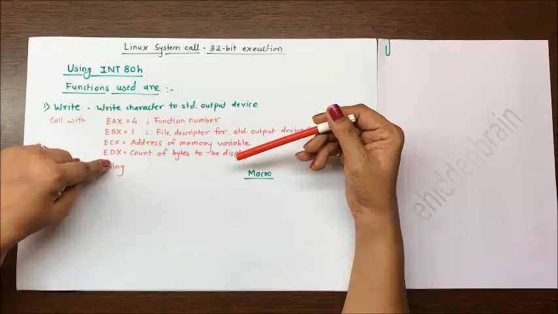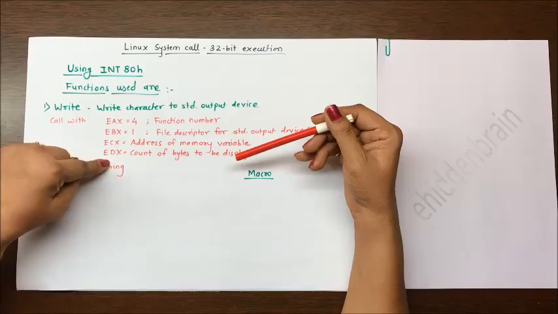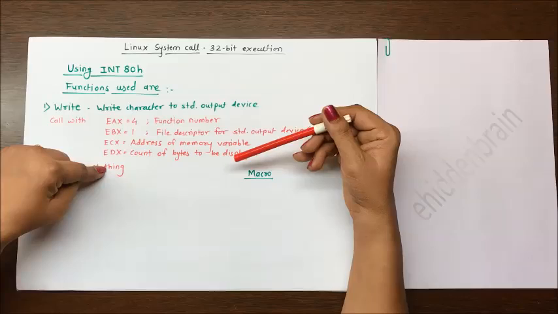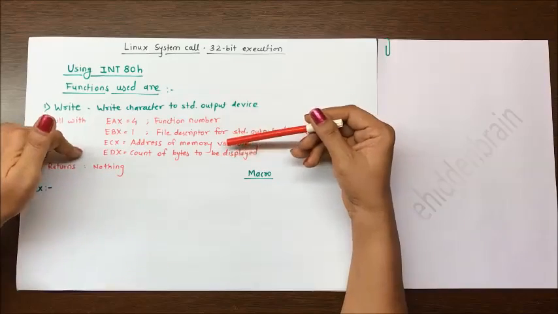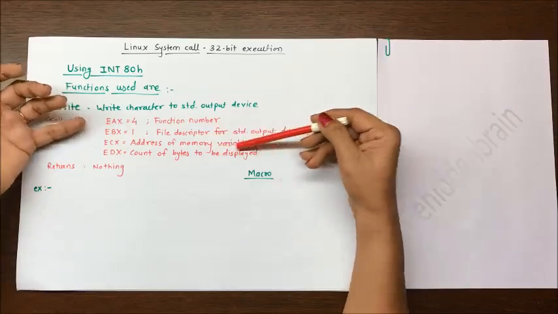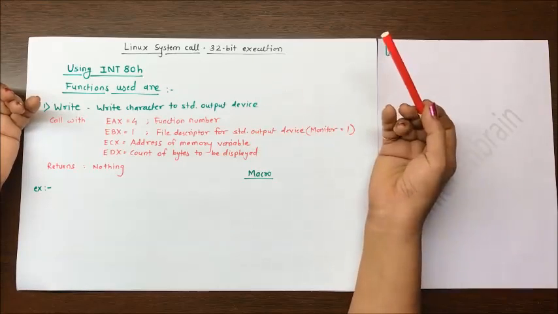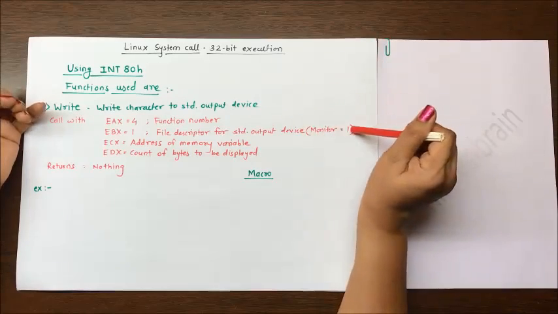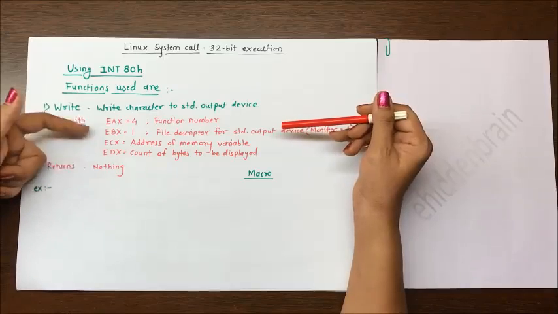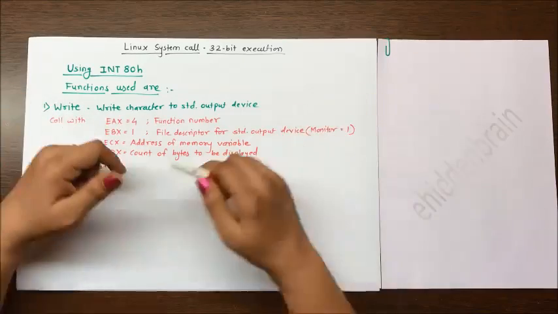So those are the 4 registers. After that you have to raise the interrupt by writing int 80h. After int 80h, whatever address and number of bytes you have given are displayed on the screen, on the monitor, but it returns nothing. This function returns nothing. So we will write one example.